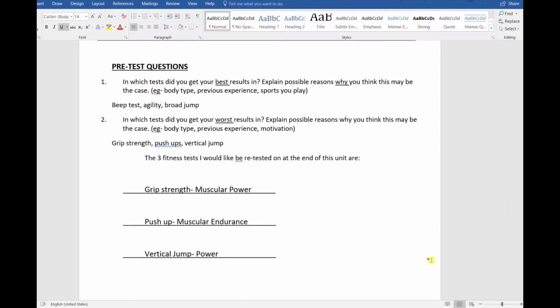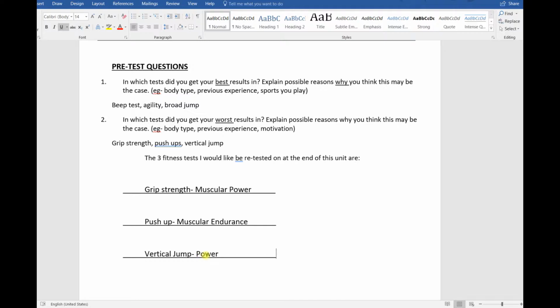So from the pre-test questions, we've worked out which tests we need to work on. That is our grip strength, push-ups and vertical jump. We can see that each different test relates to a different fitness component. So say, for example, our grip strength is muscular power. Our push-up is our muscular endurance, and our vertical jump is related to power.